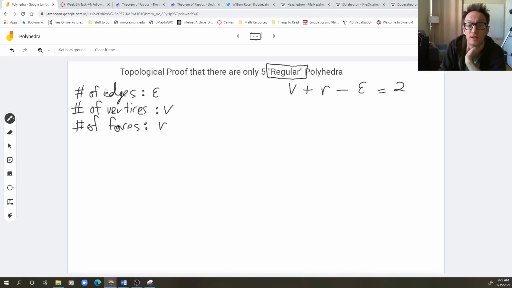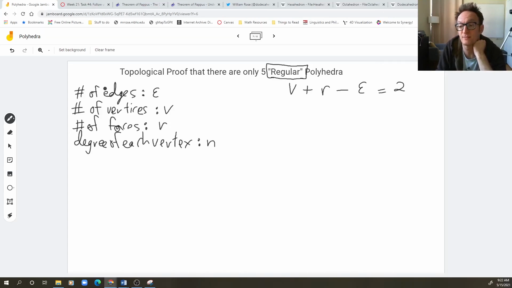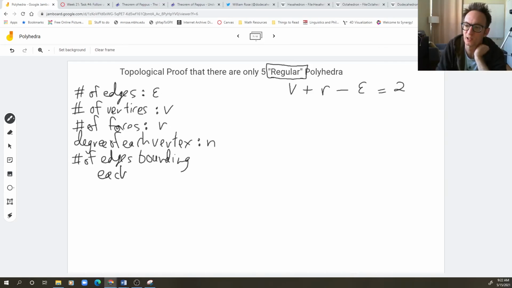Okay, well, now I am going to use the fact that it is regular. And in the specific way I've defined regular, that we're using the same kind of shape, and also that there's the same number of them meeting at every vertex. And so let's let the degree of each vertex be n. And what does that mean? Let's just, and then the number of edges bounding each face, let that be b.